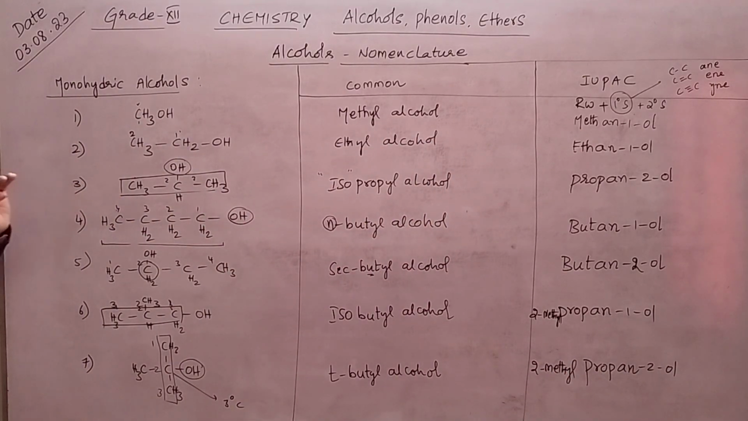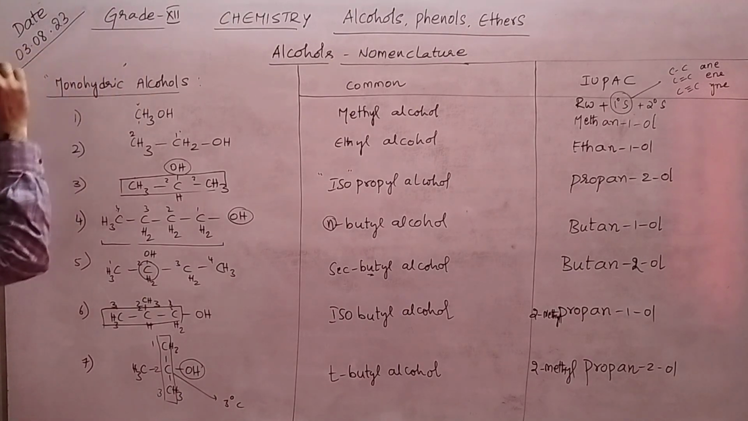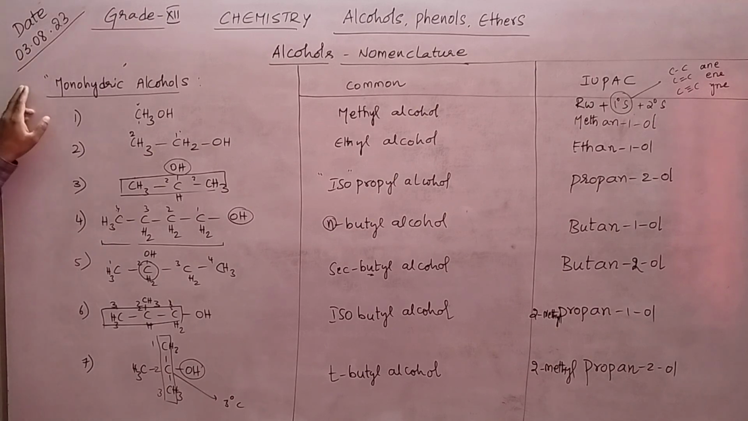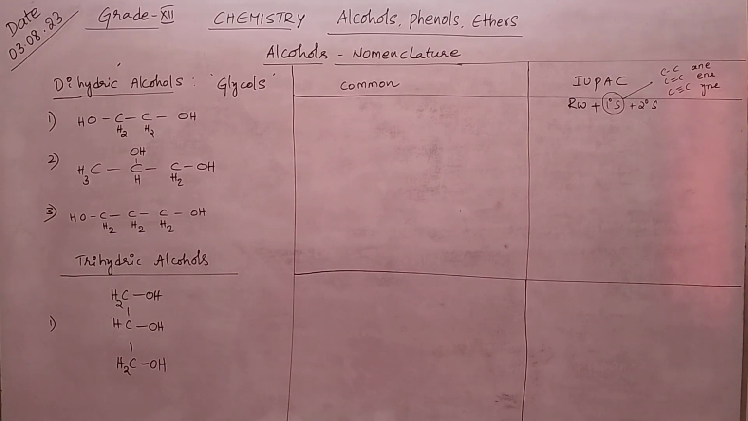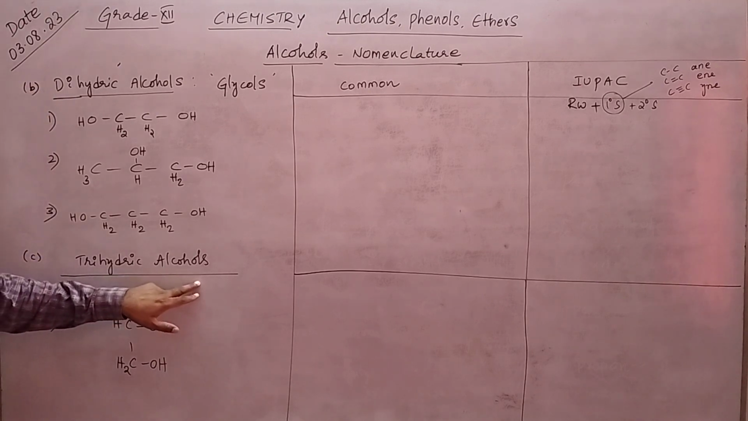Writing IUPAC names, we have done a lot of practice. So we have completed the monohydric alcohols. Now let's move to dihydric and trihydric alcohols. Now let us see about dihydric alcohol, which contains 2 OH groups, and trihydric alcohol, which contains 3 OH groups.